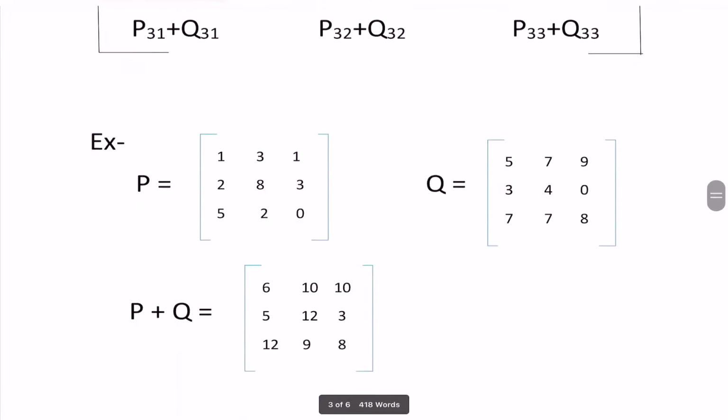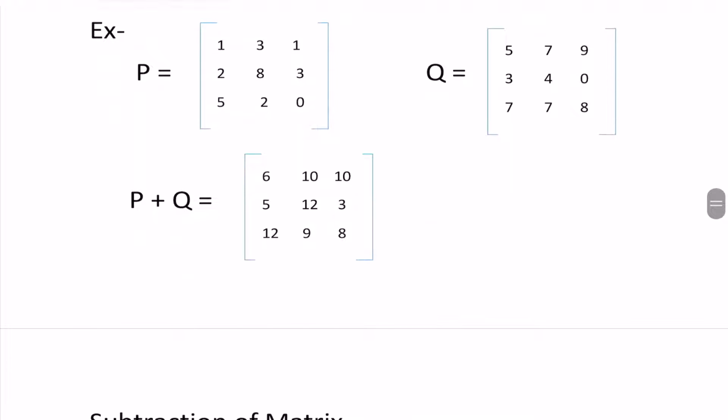Now taking an example with real values, you can solve it easily. 1 plus 5 is equal to 6. 3 plus 7 is equal to 10. 1 plus 9 is equal to 10, and so on.